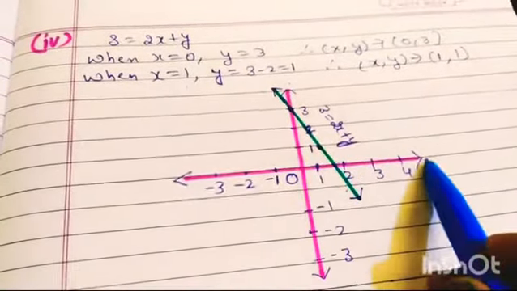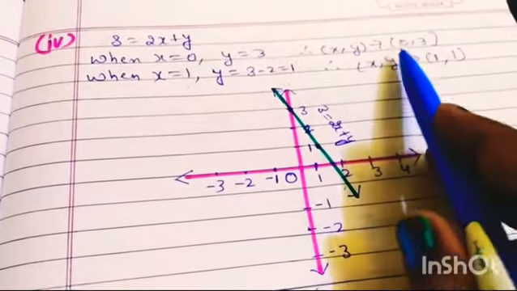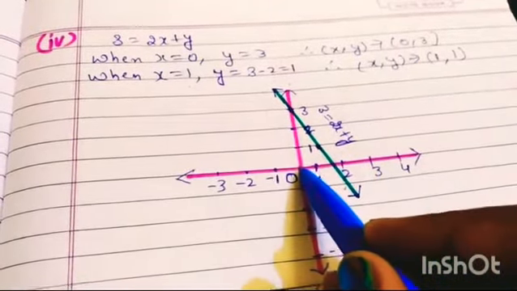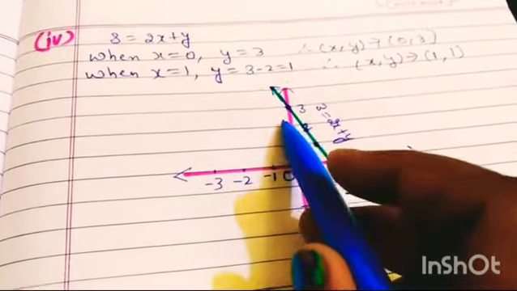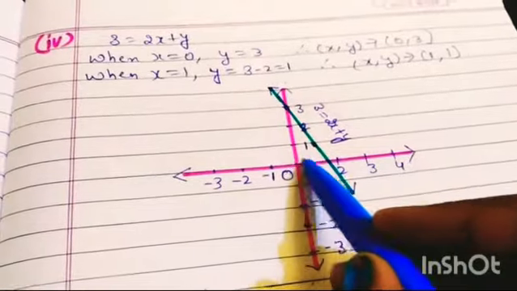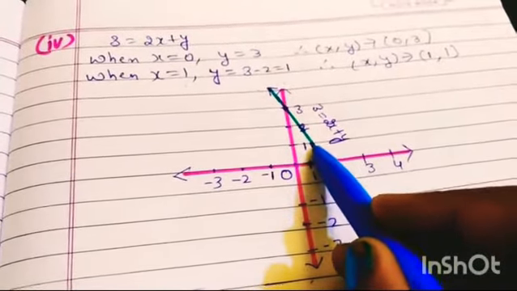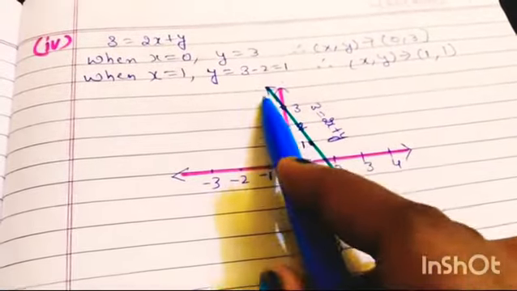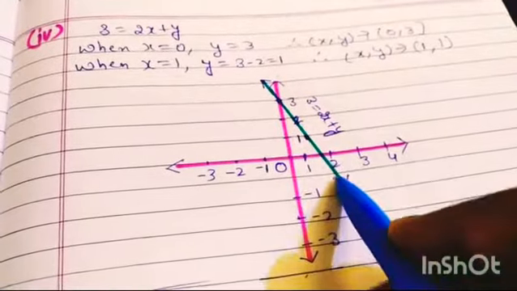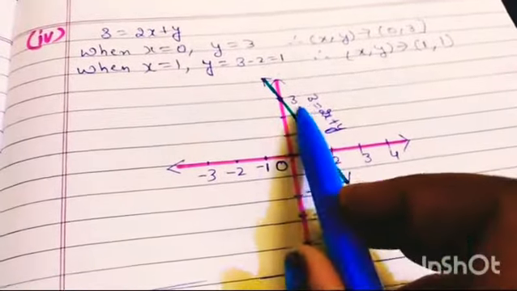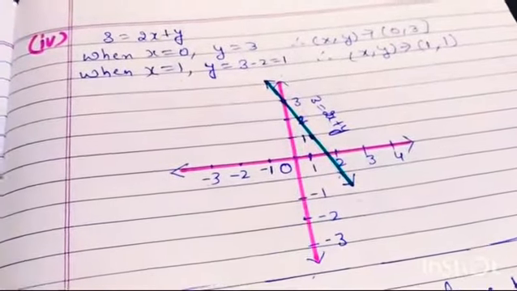Now this is the x-axis and this is the y-axis. Firstly, we will plot the point 0, 3. 0 is of x and 3 is of y. Then this is called the 0, 3 point. And then 1, 1. 1 is of x and 1 is of y. Then on joining we get this point as 1, 1. Then with the help of a scale, we will join these 2 points and draw a straight line. The straight line which we get will be the graph of 3 equal to 2x plus y.